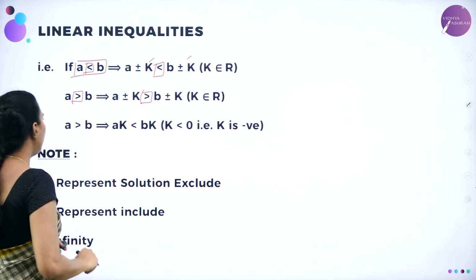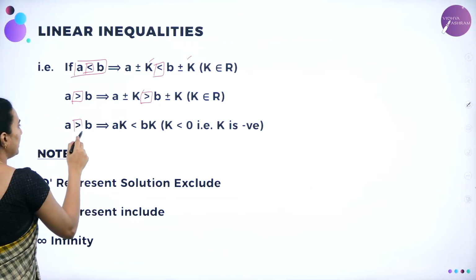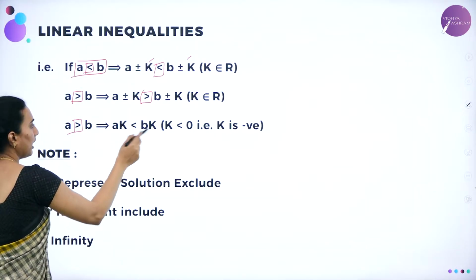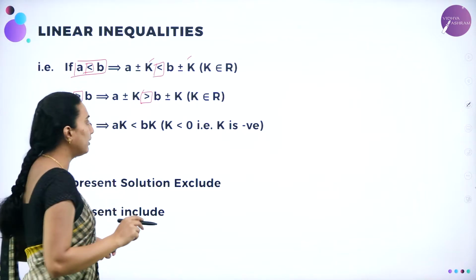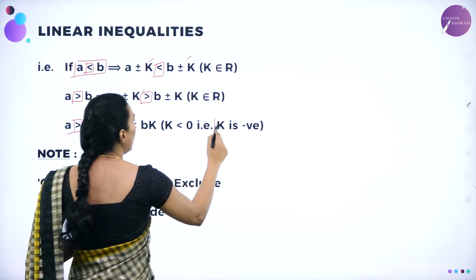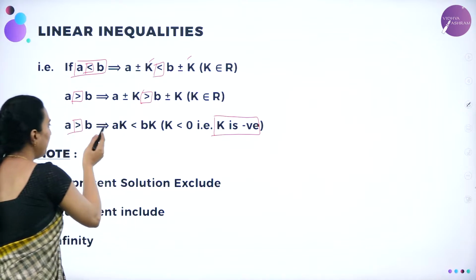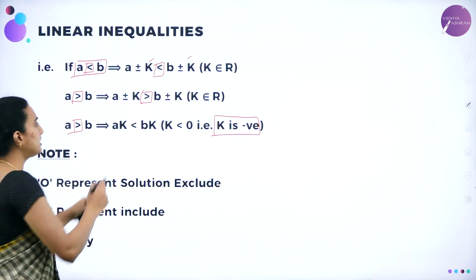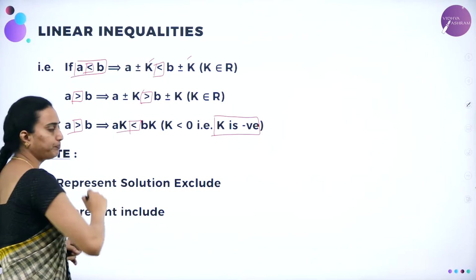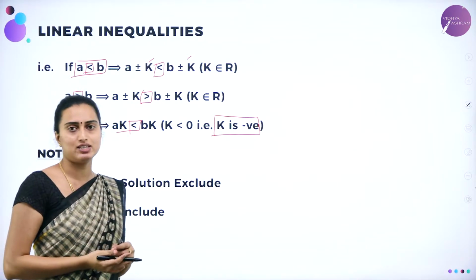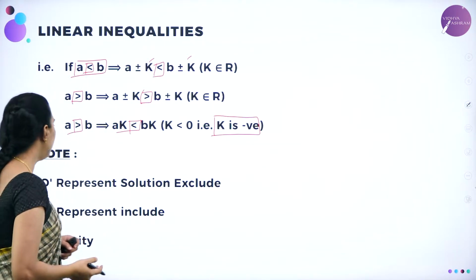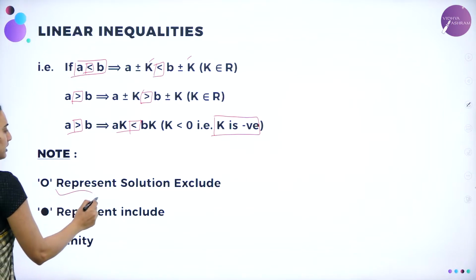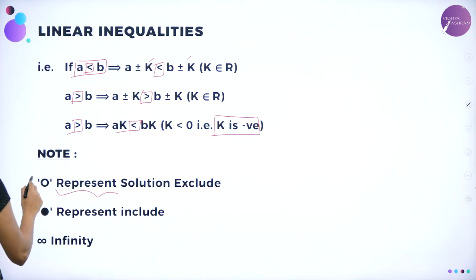Understood? Next, moving on to A greater than B, AK is lesser than BK if K is lesser than 0. K lesser than 0 means it is negative. If you multiply throughout by a negative integer, then the greater than symbol will change to the lesser than symbol. That's what Rule 3 says. Understood?